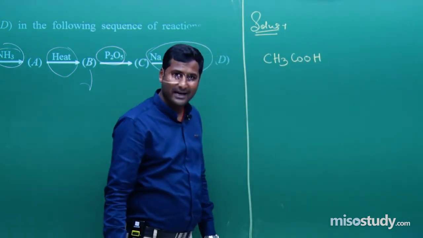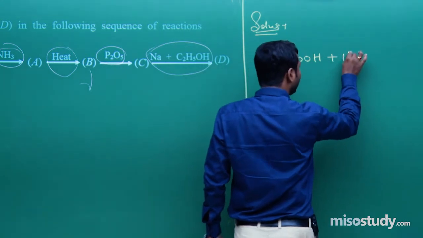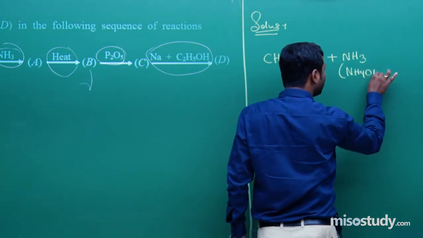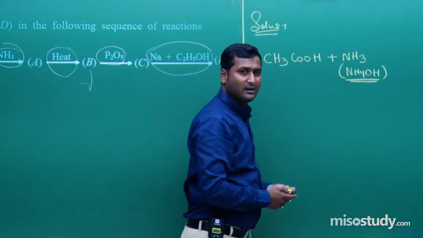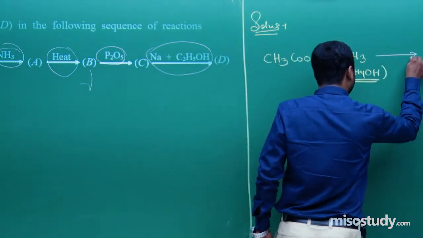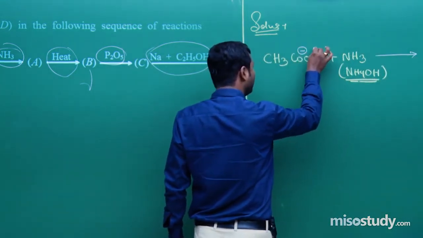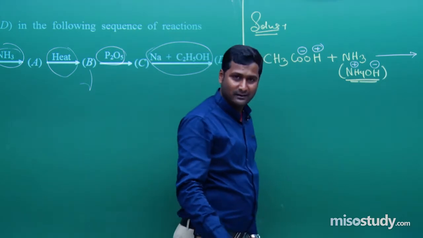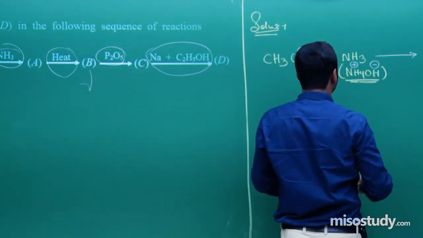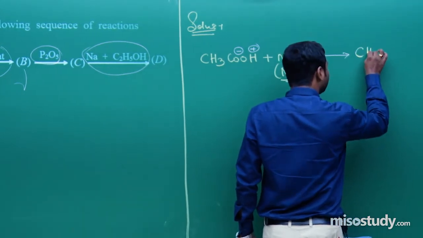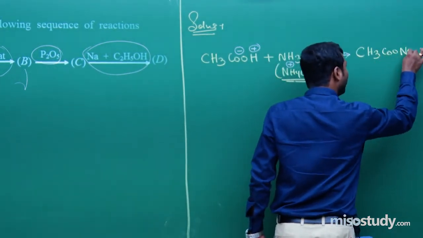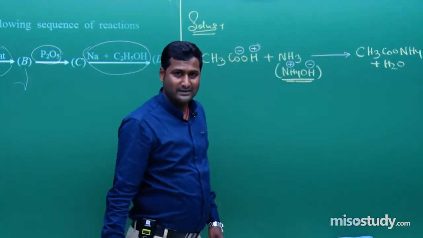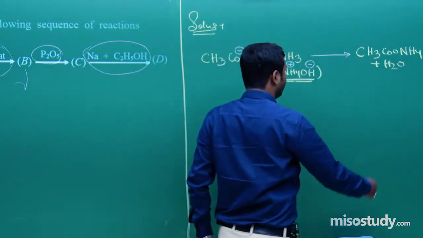CH3COOH, acetic acid, on treatment with NH3, that is ammonia. It can be written like this so that the reaction is very much feasible. Why have I written this? Look at this, this will get a minus sign, this will get a plus sign, this will get a plus sign, this will get a minus sign. Am I right? Yes sir, you are right. The product in this case is CH3COONH4 plus H2O. This is A.